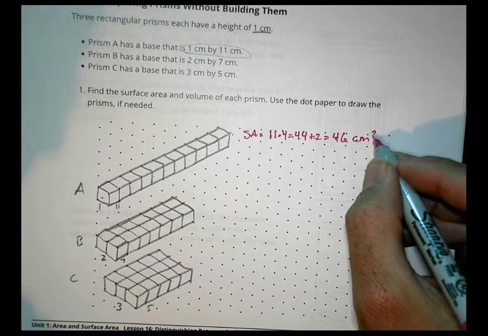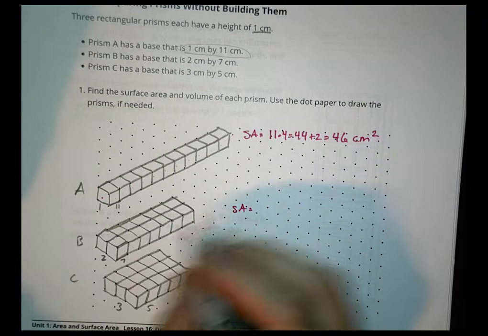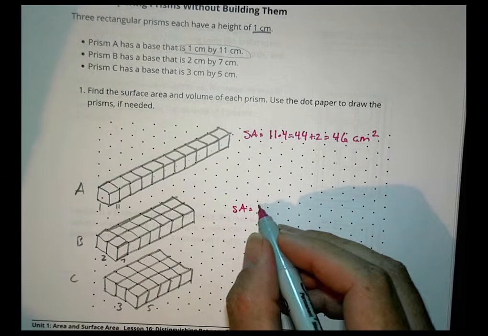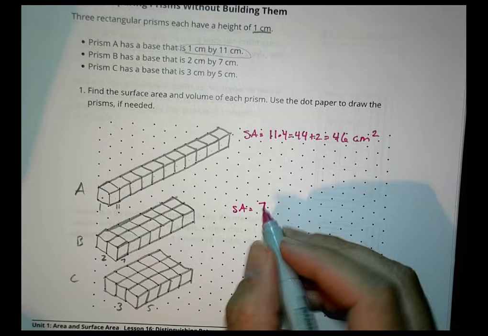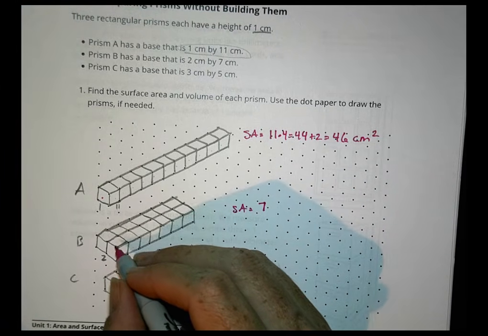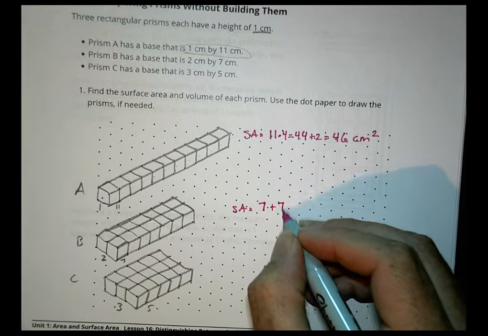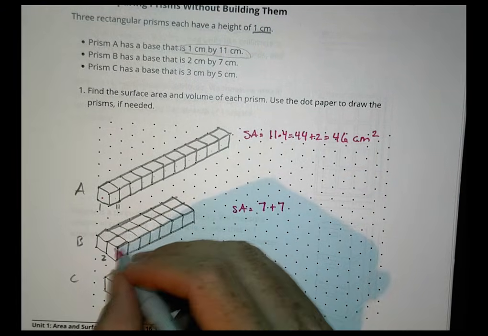centimeters squared. For B, the surface area, we have 7 showing there, and then we have a back side with an area of 7 times 1. So it's 7 on the back side. Up on the top we have a 2 by 7.